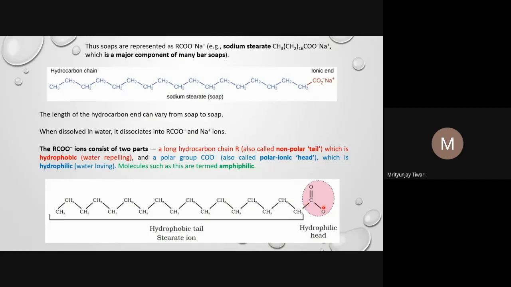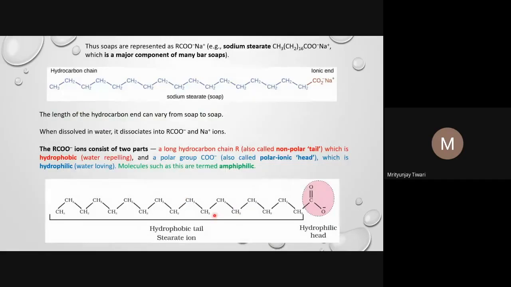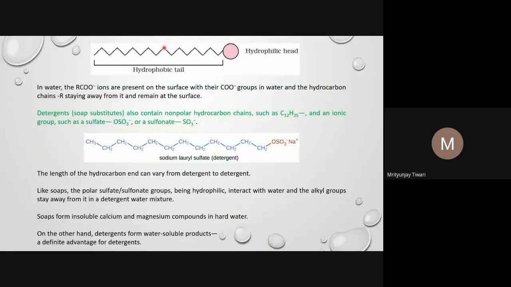Fatty acids are amphiphilic molecules. Now one can represent these ions, the amphiphilic ion or the stearate ion, as this: the hydrophobic tail, and this is the hydrophilic head. So this is the head and this is the tail. This is a general representation of a soap or a fatty acid.